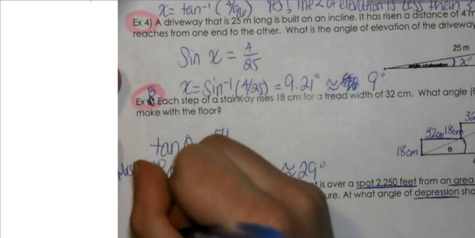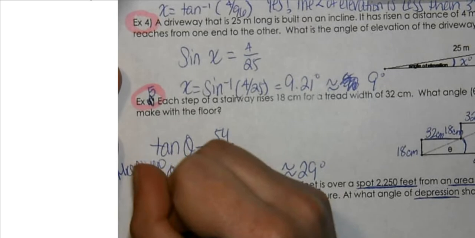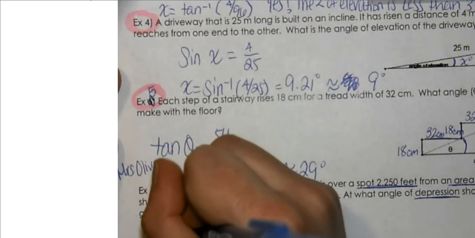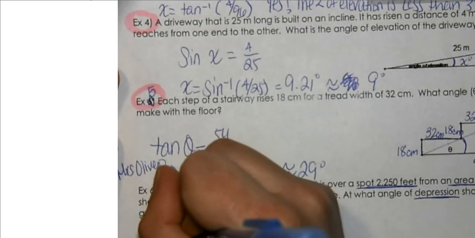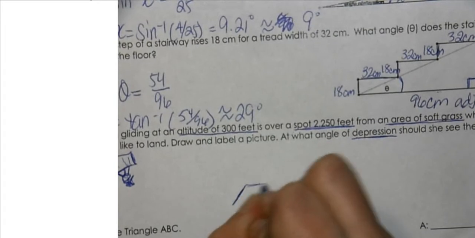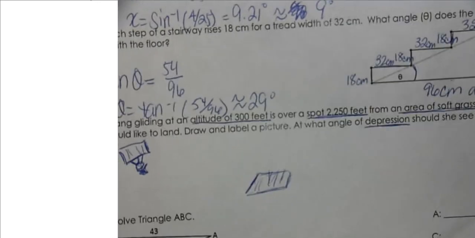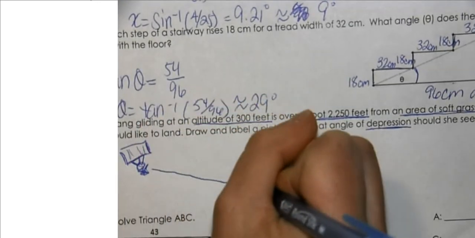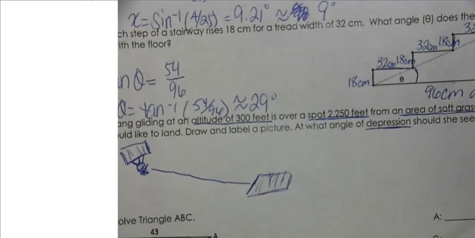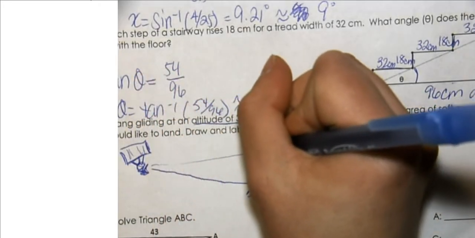All right, so it's always helpful to at least draw a picture of what's going on. So we're going to pretend that this is a picture of me hang gliding. So this is me hang gliding. Cool. And I see on the ground this patch of beautifully soft grass. And I'm looking at it because this is where I would like to land. And it says I'm hang gliding at an altitude of 300 feet.